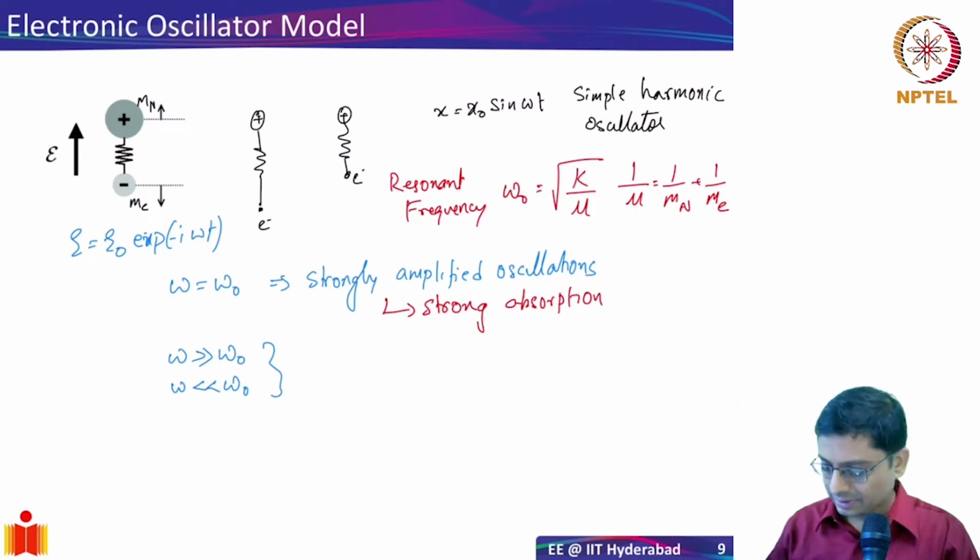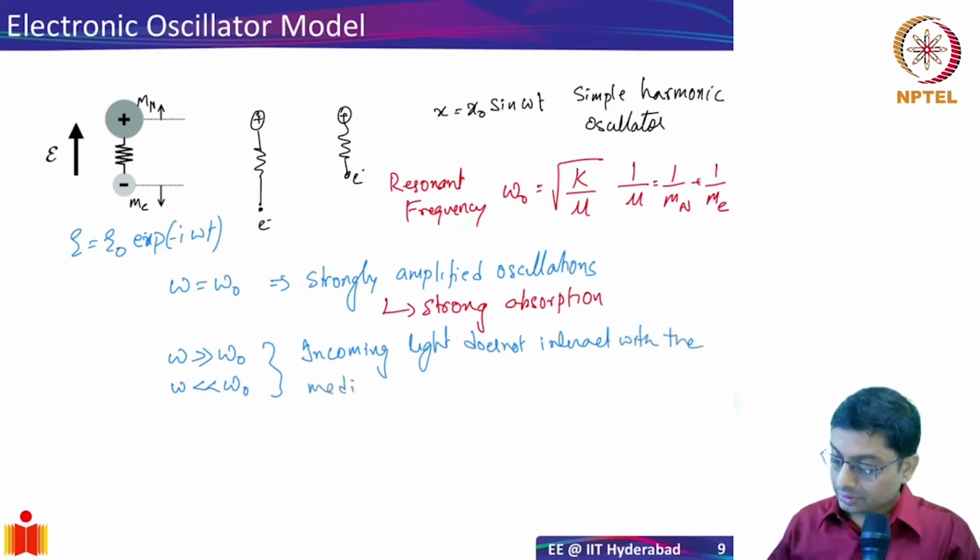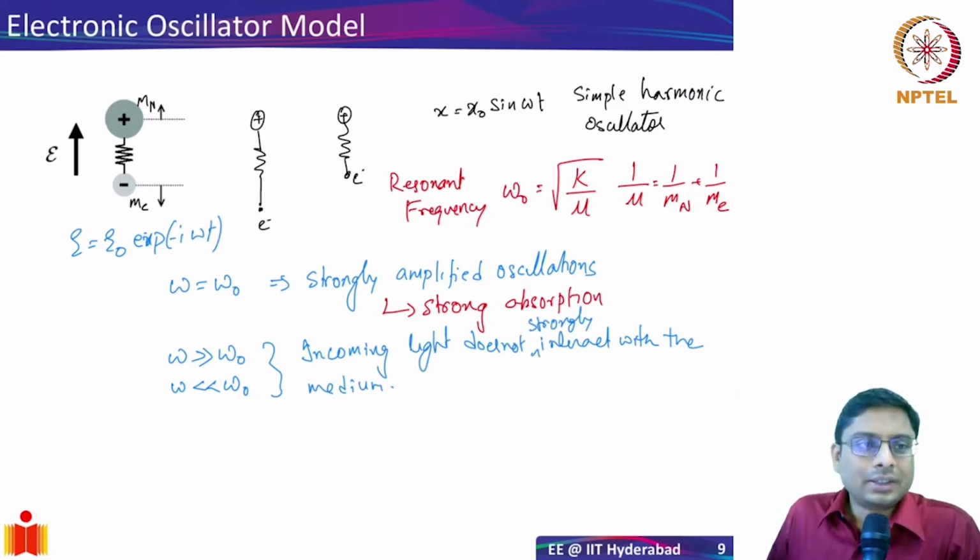The incoming light does not interact with the medium, I should say, not strongly. So what I mean is, when the light is incident, the oscillator is not going to respond instantaneously. There's going to be a phase lag, right? Because it's a mass system, it has a small amount of phase lag.